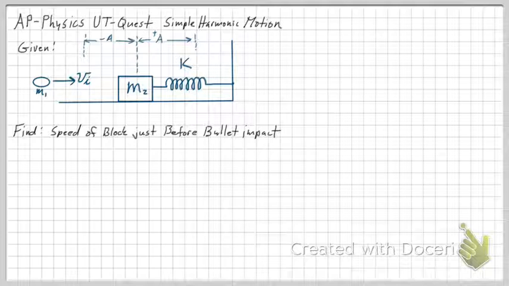Okay, so the bullet hasn't hit yet. I'm at the neutral point. What's the velocity? Okay, so this one, we know how to do this.